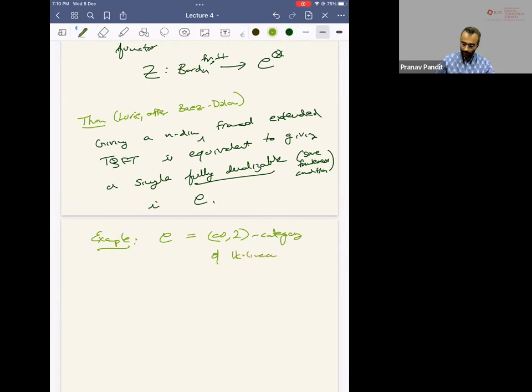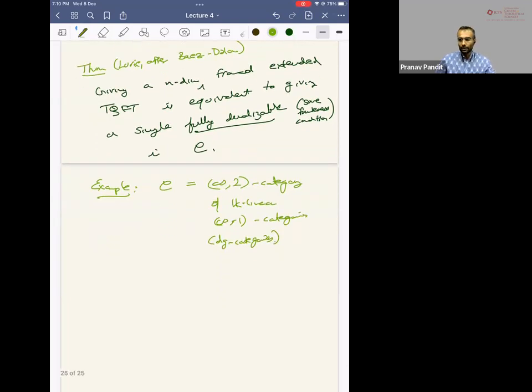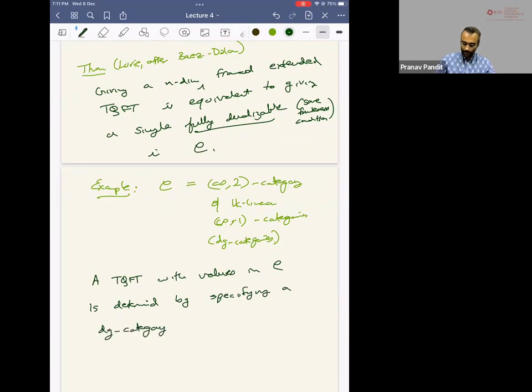K-linear infinity 1 categories, DG categories. Then you can look at TQFTs with values in it. A TQFT with values in C is determined by specifying a single object in this category, so a single DG category that is fully dualizable.